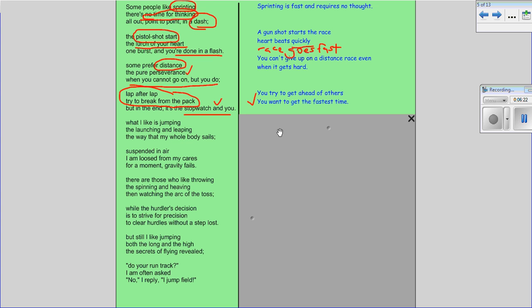It's your personal achievement. So let's read this next stanza, and then I want you to try paraphrasing this on your own before I reveal what I've already done. "What I like is jumping, the launching and leaping, the way my whole body sails." So if you were going to keep the main idea and put this in your own words, what would you write? Please do that on your worksheet right now.